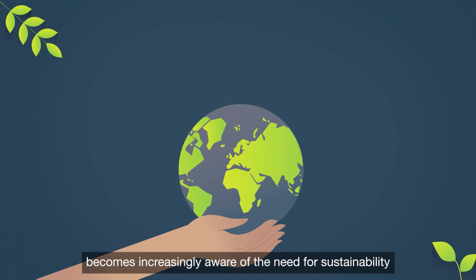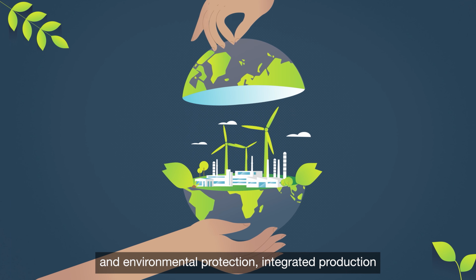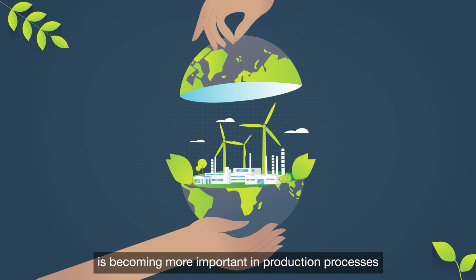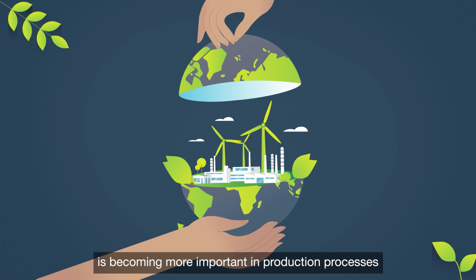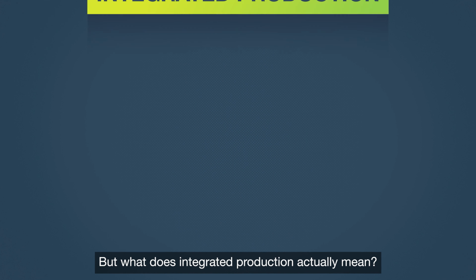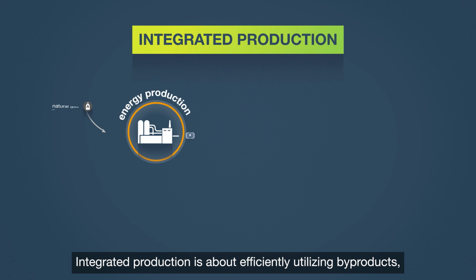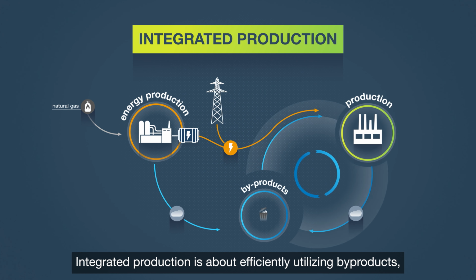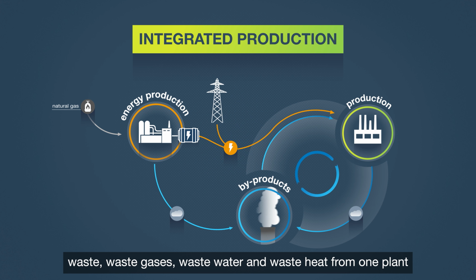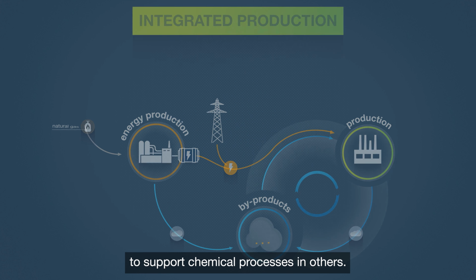As the world becomes increasingly aware of the need for sustainability and environmental protection, integrated production is becoming more important in production processes and as a building block of the circular economy. But what does integrated production actually mean? Integrated production is about efficiently utilizing byproducts: waste gases, wastewater, and waste heat from one plant to support chemical processes in others.